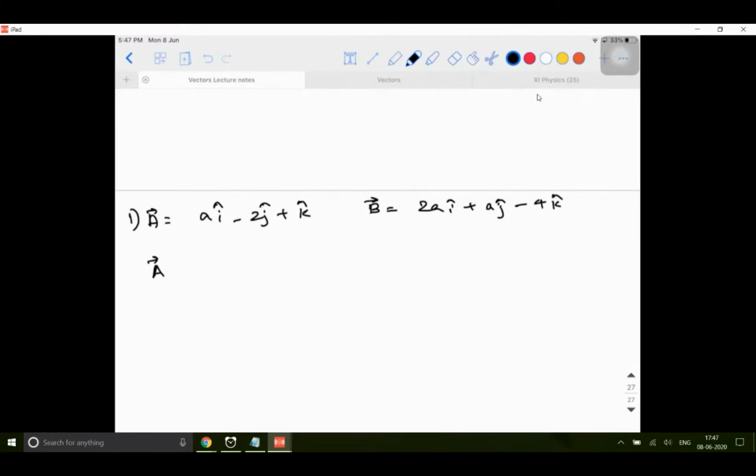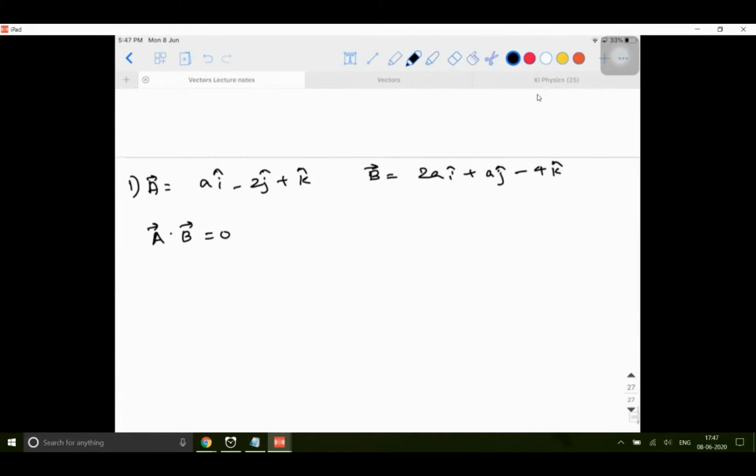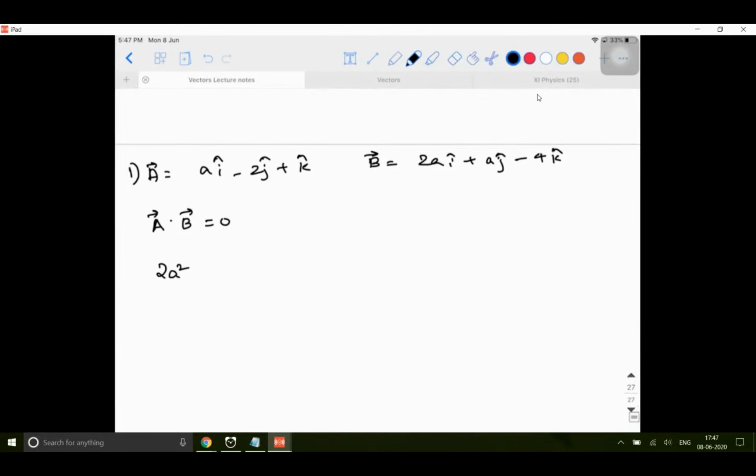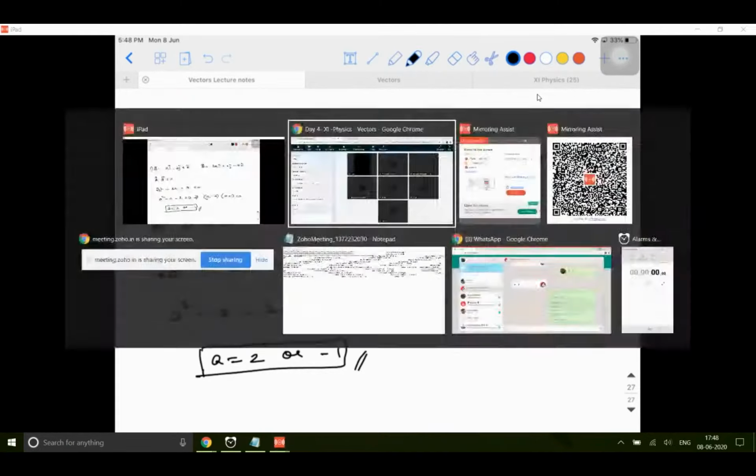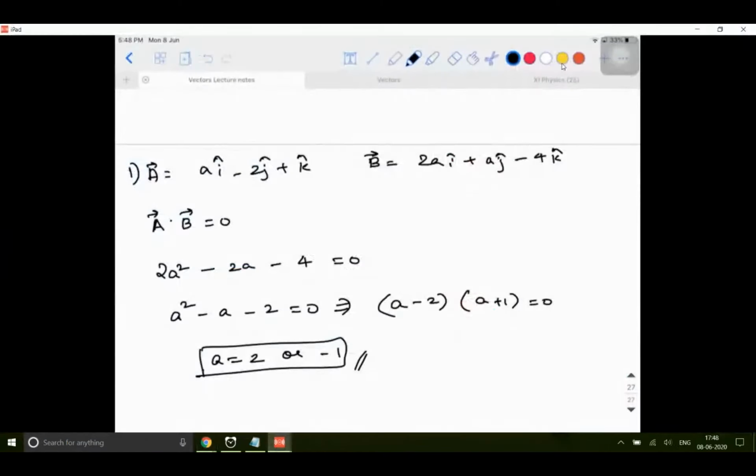So when two vectors are perpendicular, the condition is A vector dot B vector is 0. So A vector dot B vector means it is 2a square minus 2a minus 4 is equal to 0. So it is a square minus a minus 2 is equal to 0. So from this, can I write it as a minus 2 into a plus 1 is equal to 0? And we factorize it, right? So a will be equal to 2 or minus 1. Is this what you got? Yes, sir. Good. So a is equal to 2 or minus 1. Easy one, everyone. It's an easy problem.